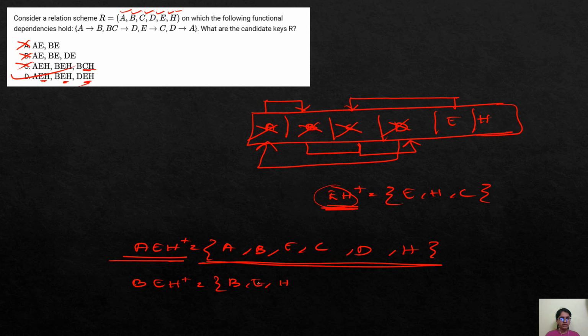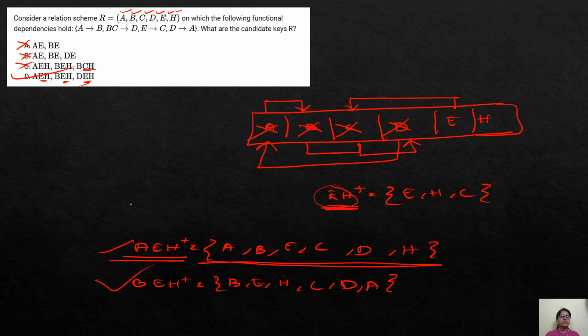No. From E we can derive C, and from BC we can derive D. And from D we can derive A. And can we derive H? Yes, H is also derived. So here we can check all the attributes are present. So that's why BEH we can also take.